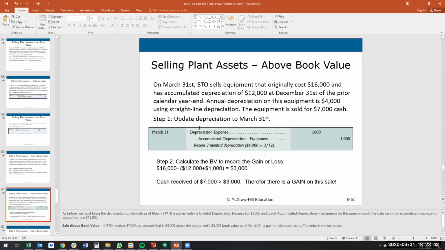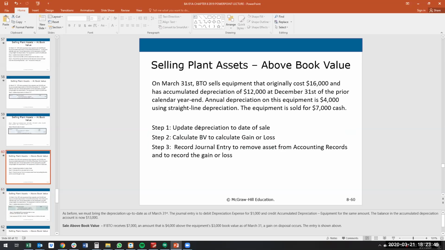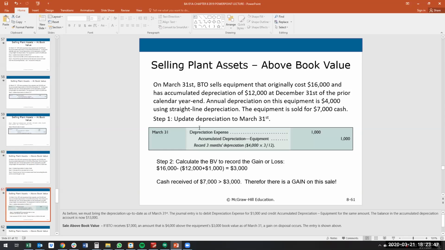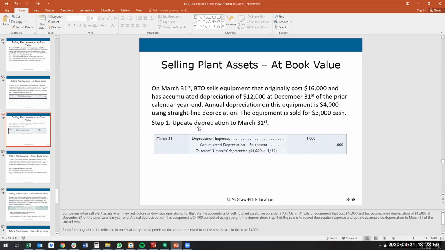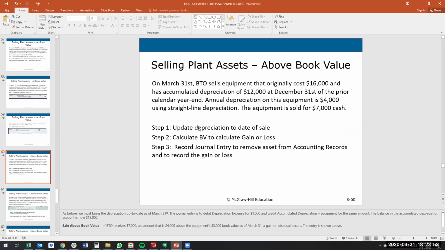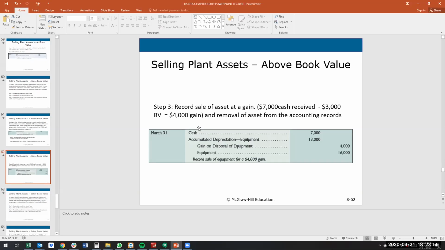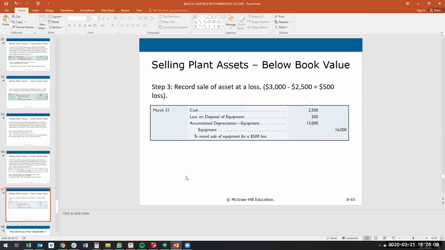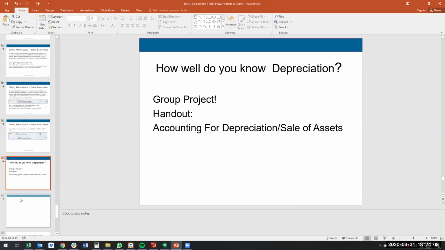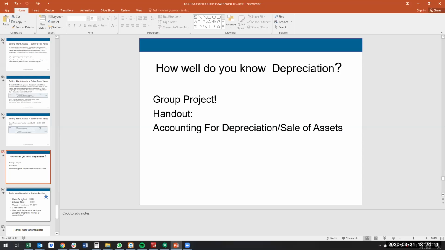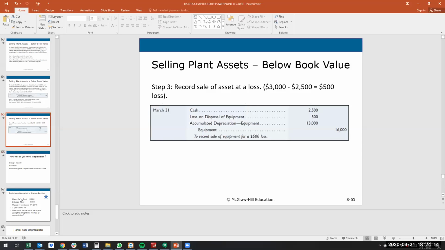So, a similar fact pattern. I'm not going to go over this in detail, so everyone has some time. It's very similar, except we received more cash. Everything's the same except we received more cash, and so that difference is going to be a 4,000 gain. Same fact pattern here, except we received less cash, so the difference will be a loss of 500. Those losses and gains will be presented under gross profit as part of your other expenses or other income.